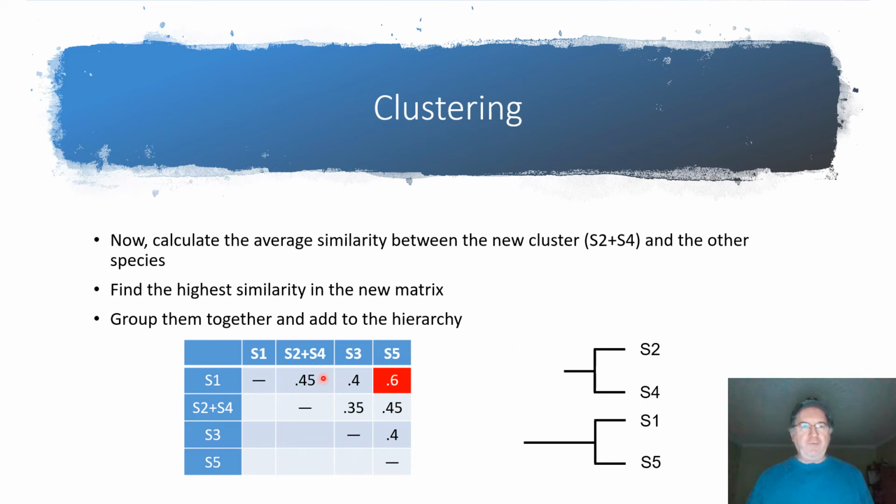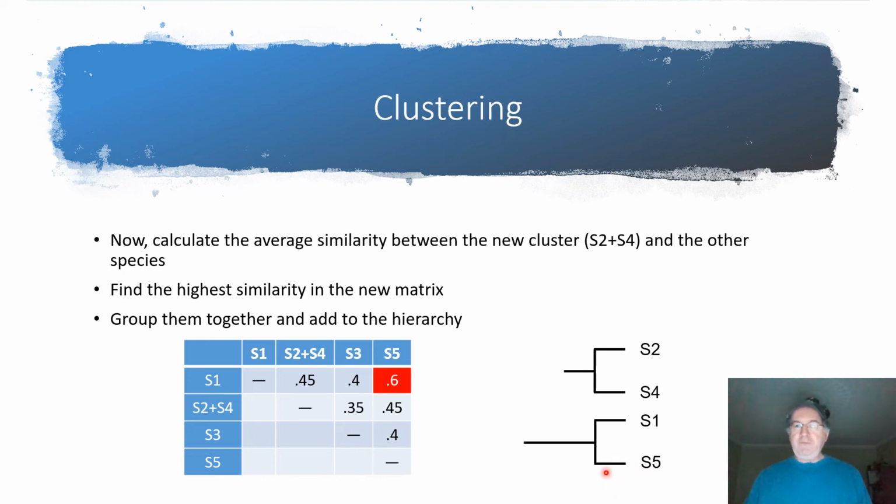So I had 0.45. This number is from the original, this number is from the original, this number is from the original, but these are recalculated for this group, just being the mean of the similarity of each of the now 3 components. Again, we look through the matrix, you find the highest similarity value. In this case, it's going to be between S1 and S5 at the 60% level. So we group S1 and S5 together.